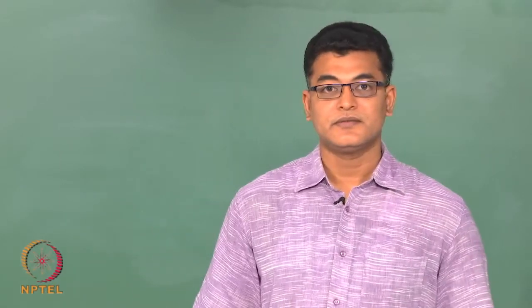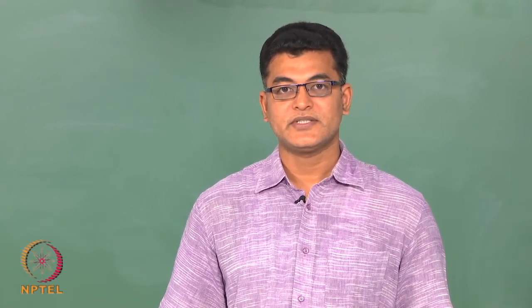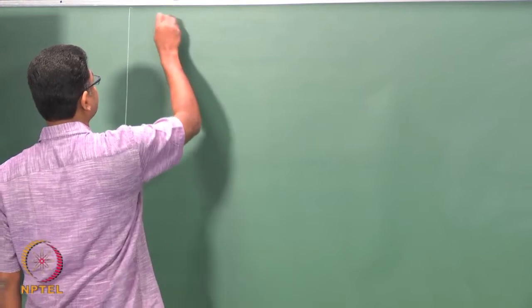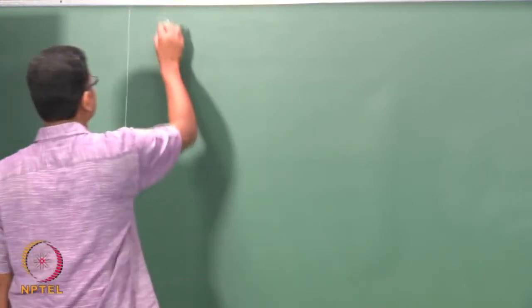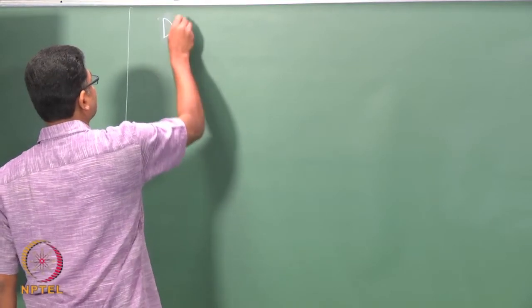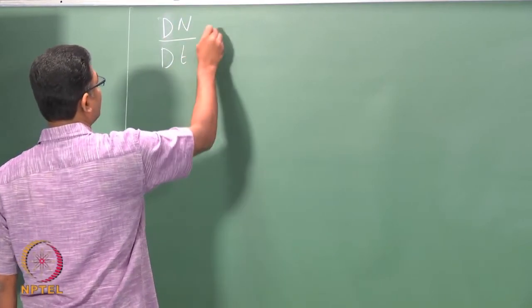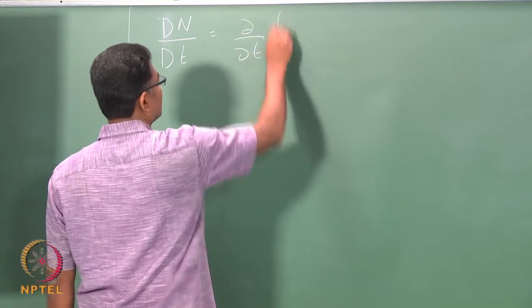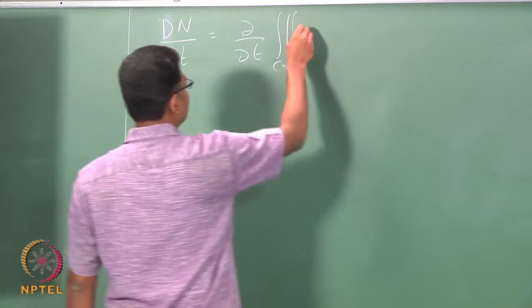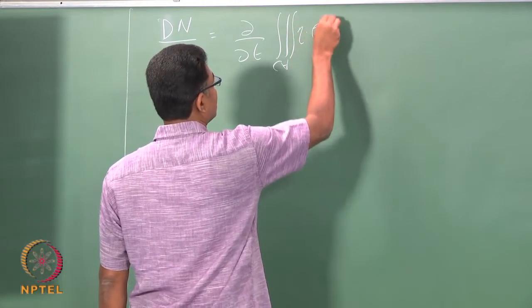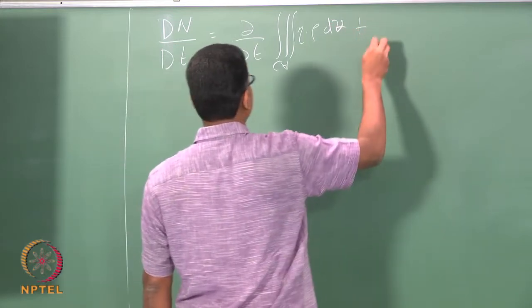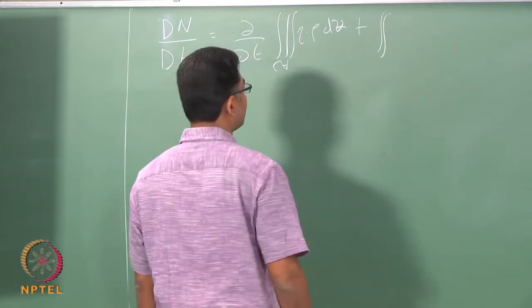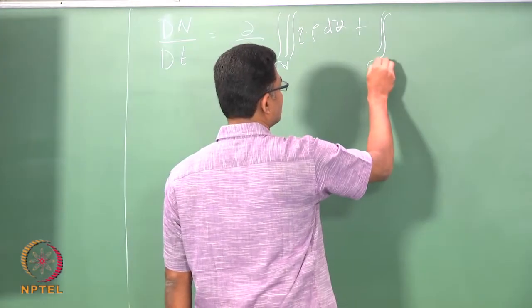In the last class, we discussed the Reynolds transport equation. We derived the mass conservation, momentum conservation and energy conservation equations. Those equations I will write down here. The material derivative of any property is the time variation of that property within the control volume plus the convective part, or the property that is coming in and going out of the control surface.